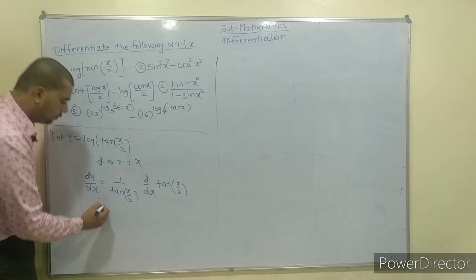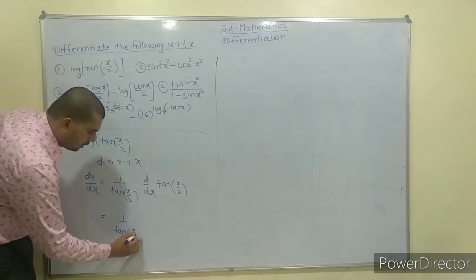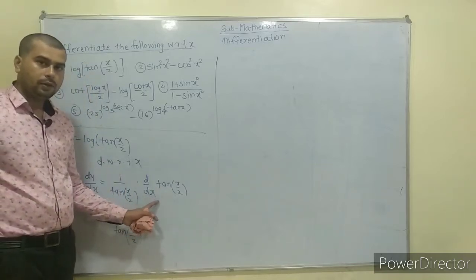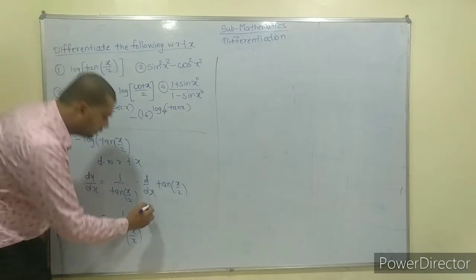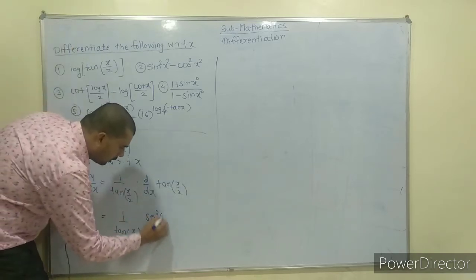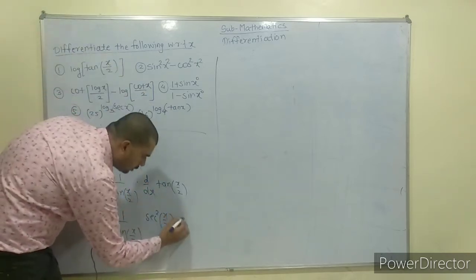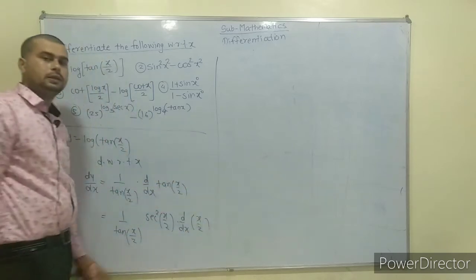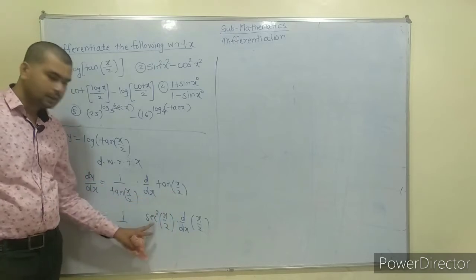So is equal to 1 upon tan x by 2. Derivative of tan is sec square x. Therefore derivative of tan x by 2 is sec square x by 2, again into d by dx of x by 2. It's a chain rule. म्हणजे आता इथं पण मला फॉर्म्युला वापरला tan x चा. tan x चा डेरिव्हेटिव्ह आहे sec स्क्वेअर x.